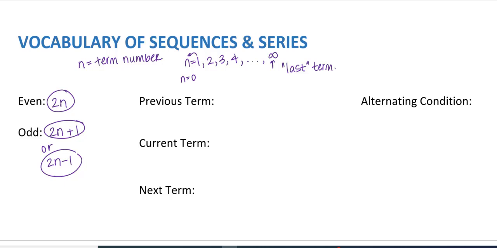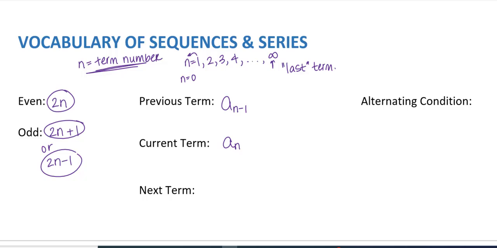Okay, previous term, current term, and next term. So we're going to label our sequence in this case, and also our series, a sub n. And that means that's my current term that I'm on, n equals 1, so maybe a sub 1, for example. My previous term is going to go back one term. So if my term number is n, my previous term then is one term ago, so subtract 1 from n, so a sub n minus 1.